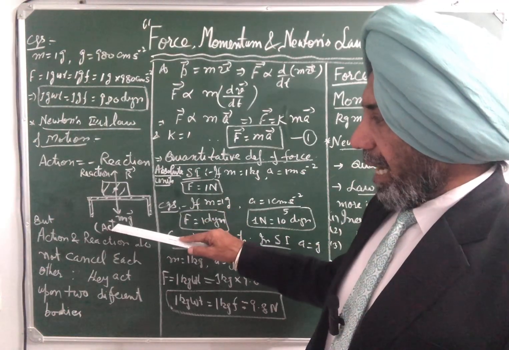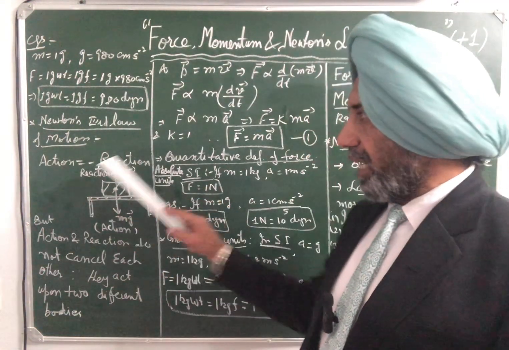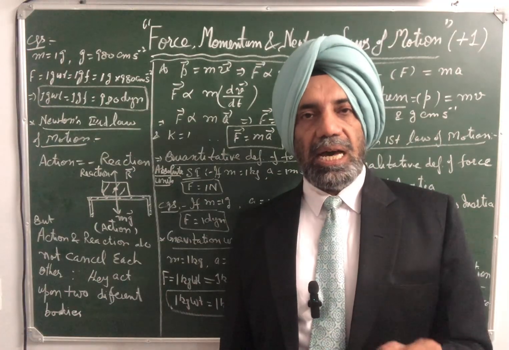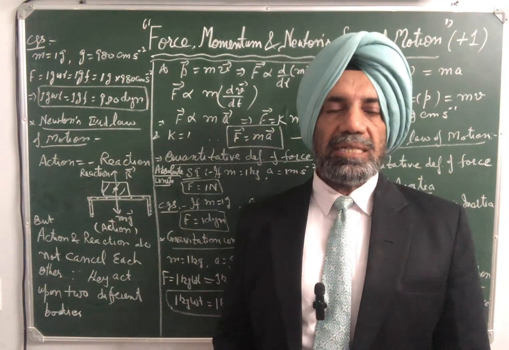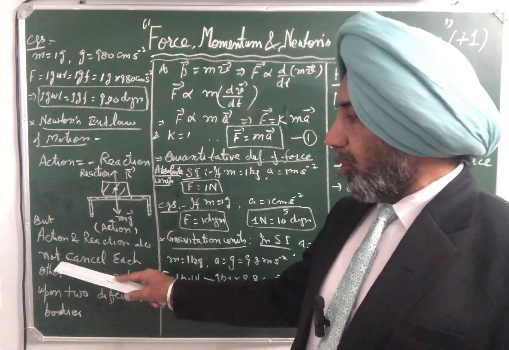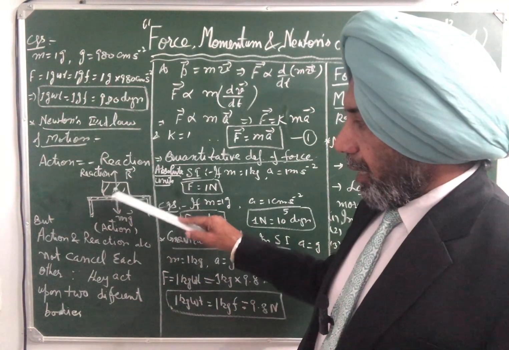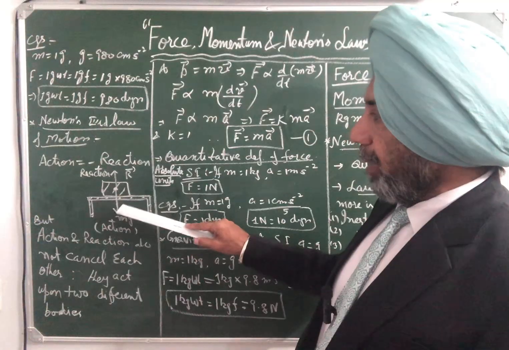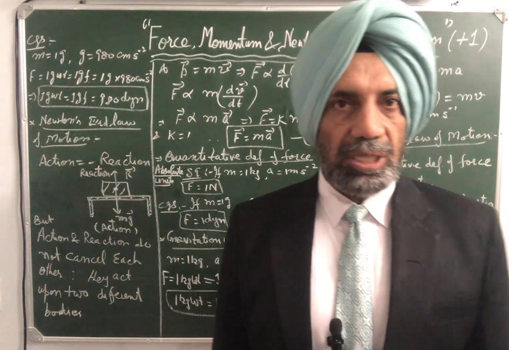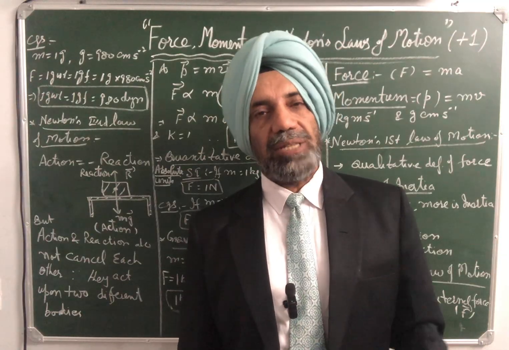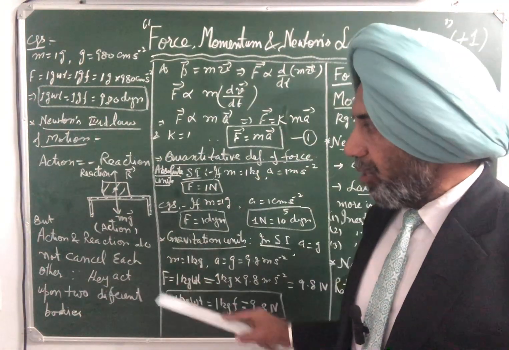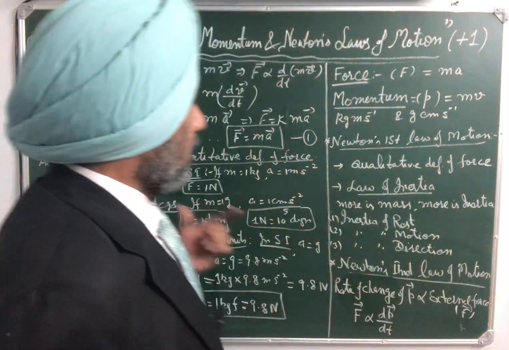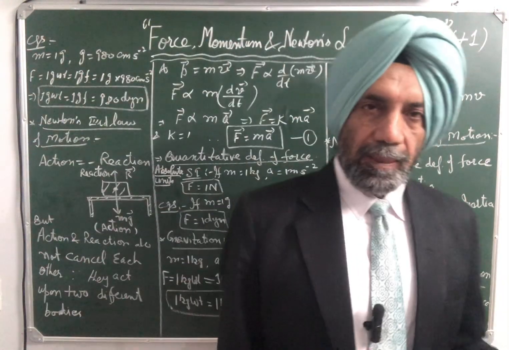Action and reaction are equal and opposite. Action equal to minus reaction, but they do not cancel each other. Question may be asked: action and reaction are equal and opposite, but why do they not cancel each other? Because they act upon two different bodies. Action is applied by weight of block on the table. Reaction is applied by table on the block. So for two equal and opposite forces to cancel each other, they must act upon the same body. But they are acting upon two different bodies, so they do not cancel each other. So this is Newton's third law of motion. So these are the three Newton's laws of motion.